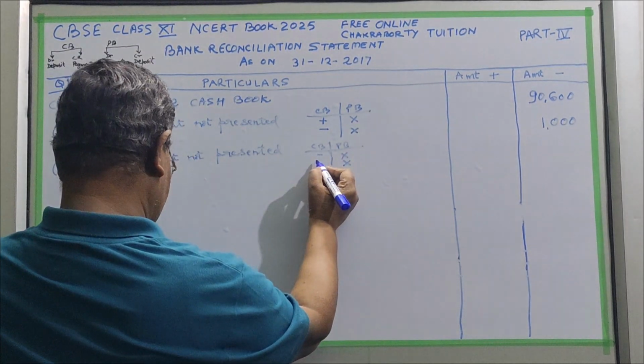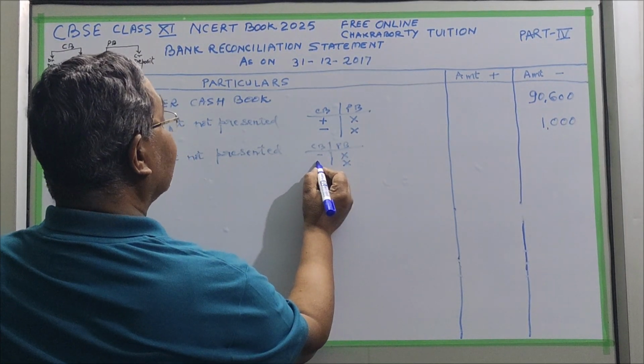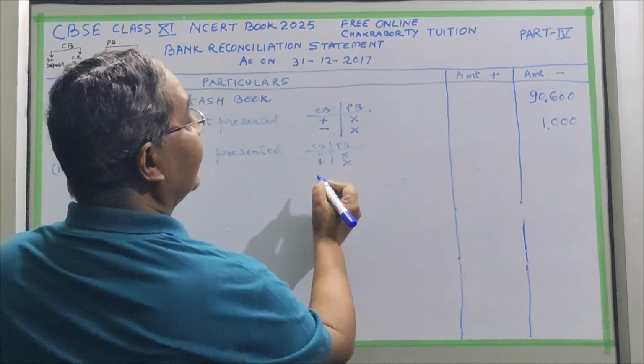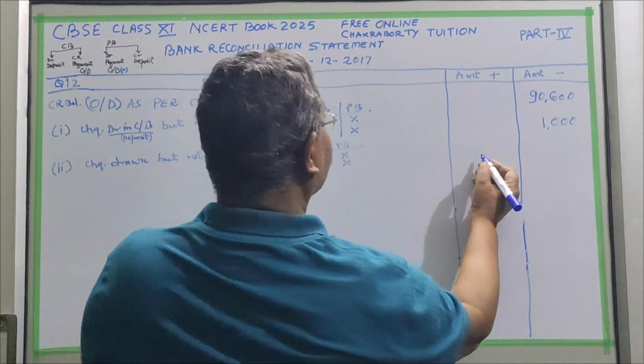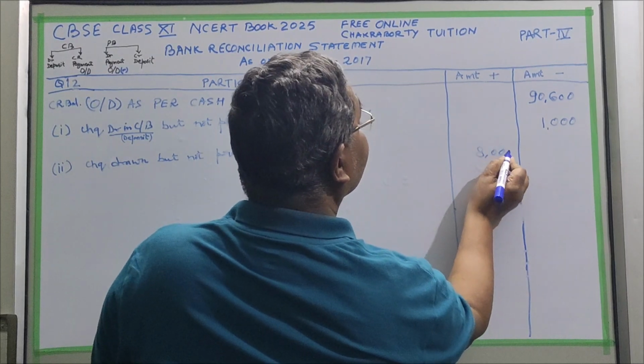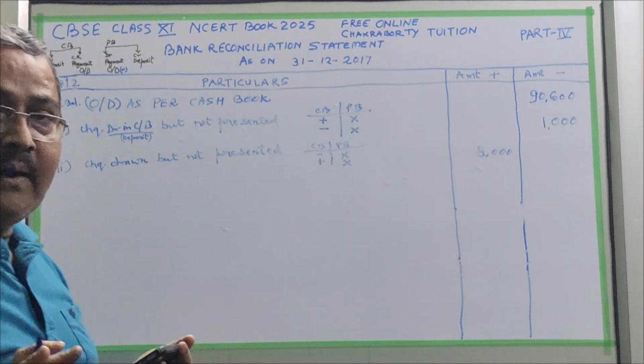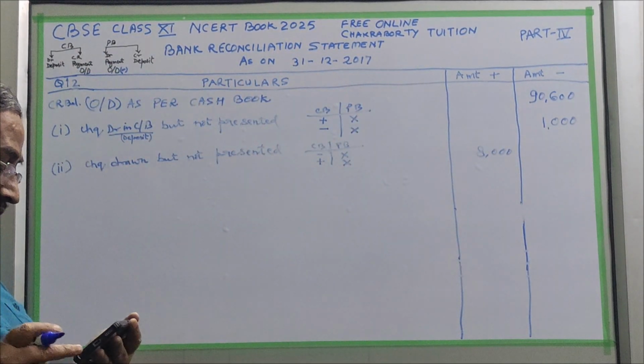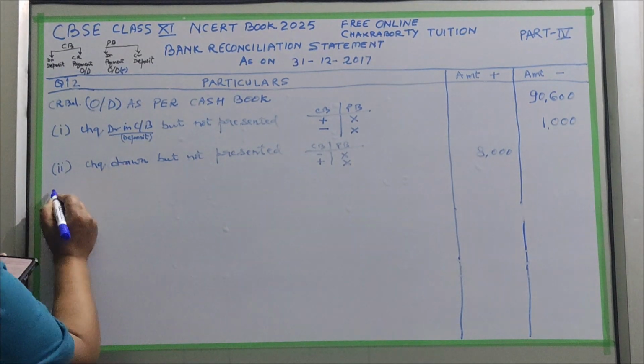So what should the bank do now? What should the cash book do? The cash book clerk should now suggest a plus entry, meaning it will come to the plus side. This is 8,000 rupees. It will come to this side, 8,000. Okay, up to here it is clear. Now we are going for the next entry, the third entry.